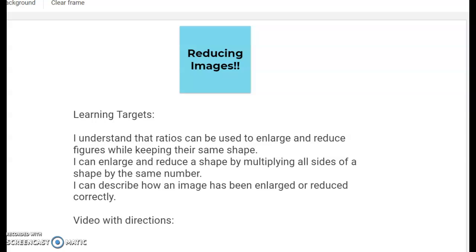Here's a look at today's assignment on reducing images. The learning targets are: I understand that ratios can be used to enlarge and reduce figures while keeping the same shape. I can enlarge and reduce a shape by multiplying all sides of a shape by the same number. I can describe how an image has been enlarged or reduced correctly.